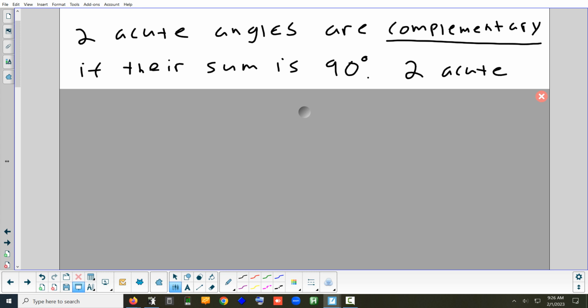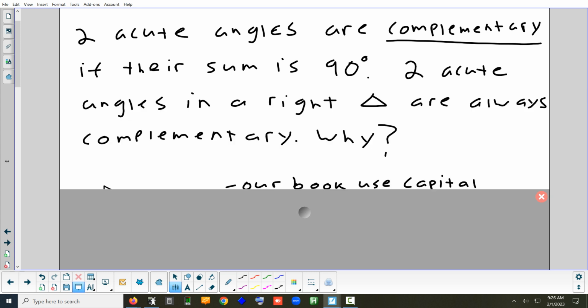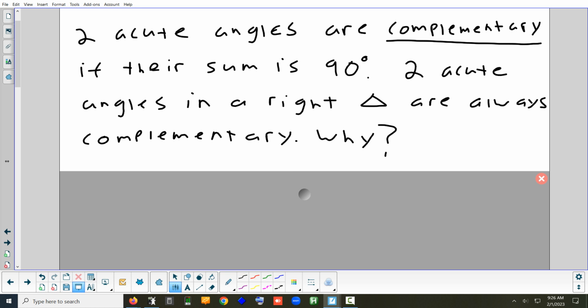So I want to talk about a theorem that's going to come up, and it's going to have to do with complementary angles. We say that 2 angles are complementary if they add up to 90 degrees. My question is, if you draw a right triangle, why would angles 1 and 2 always be complementary? It doesn't matter how you draw it. I could have drawn it really tall. Angles 1 and 2 have to be complementary. How come?